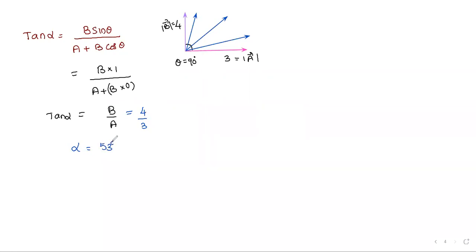53. Alpha is 53 with A. Alpha is 53 means, okay, first one or second one or third one, which is correct out of the 3? With A, it should make an angle more than 45. More than 45 means it should be the third one.